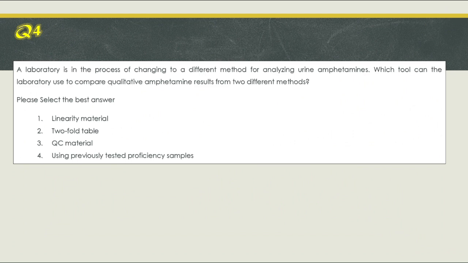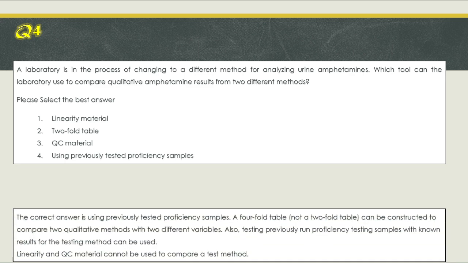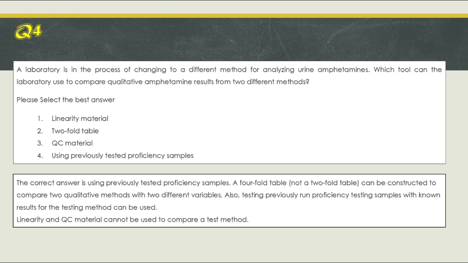Question 4. A laboratory is in the process of changing to a different method for analyzing urine amphetamines. Which tool can the laboratory use to compare qualitative amphetamine results from two different methods? Please select the best answer. 1. Linearity material. 2. Twofold table. 3. QC material. 4. Using previously tested proficiency samples. The correct answer is using previously tested proficiency samples.